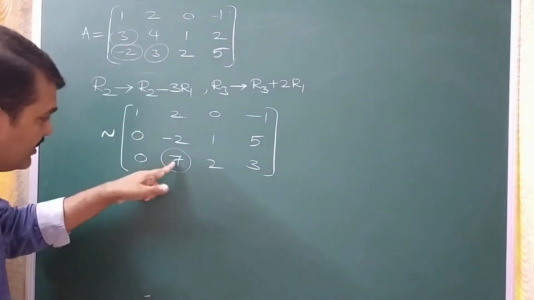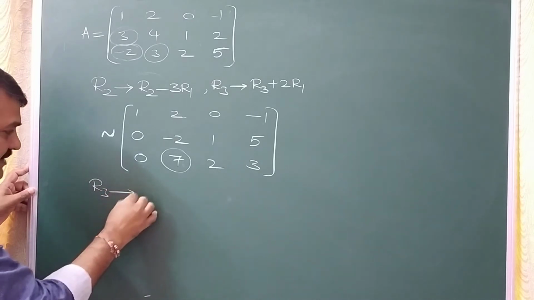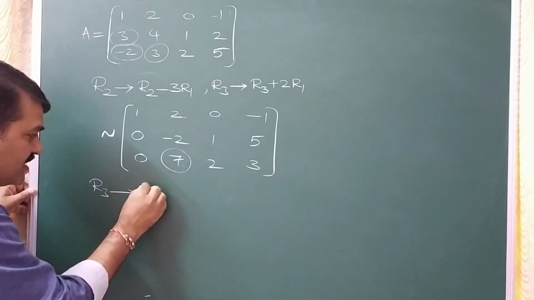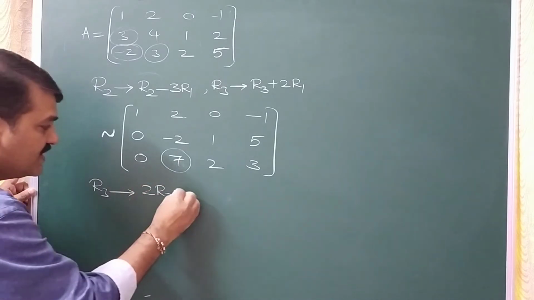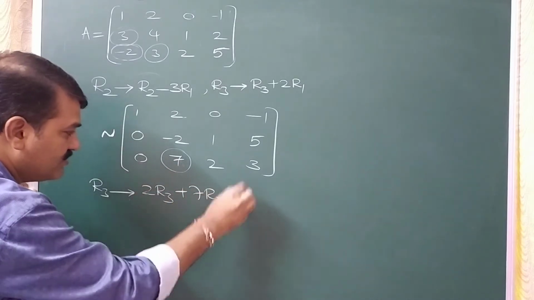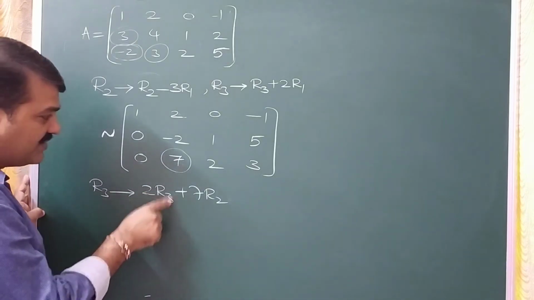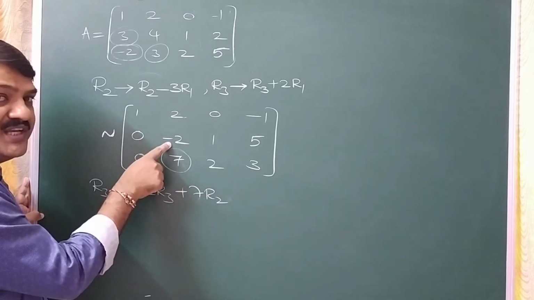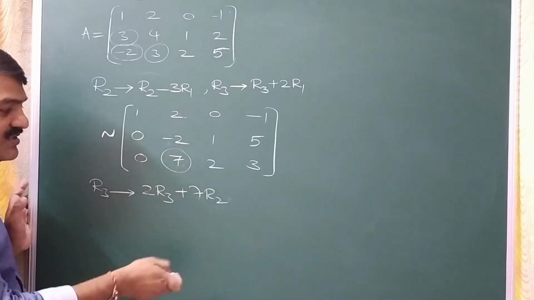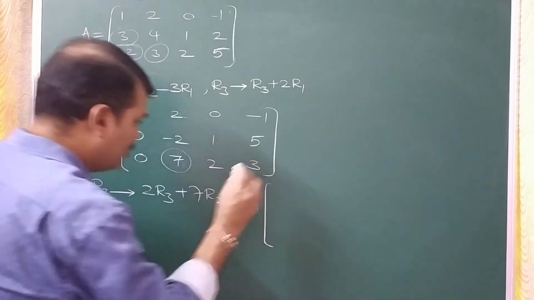So to get 0 in this place, I will write R3 as 2 into R3 plus 7 into R2. So am I getting 0 or not? 2 into R3 means 14. 7 into R2 means minus 14. Add these two, I will get 0. That's all, very simple.